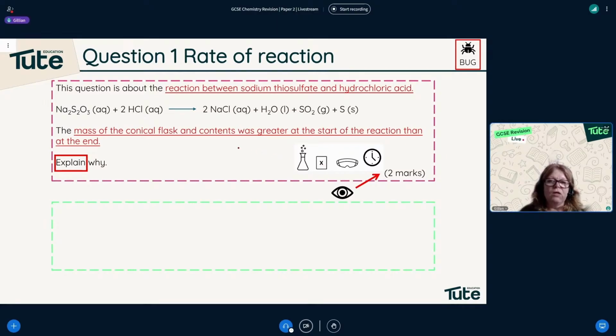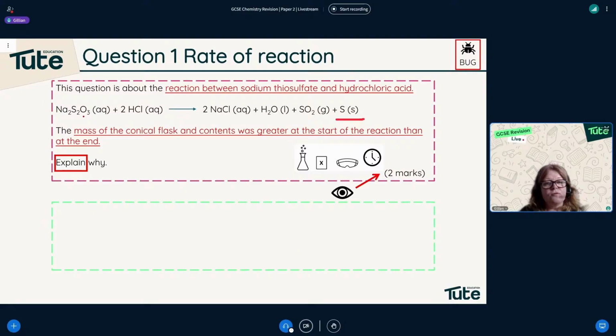So looking at our balanced symbol equation here, you can actually see that this solution will go cloudy. Why does it go cloudy? Because it forms sulfur, which is a solid. It forms what we call a precipitate. So a precipitate is an insoluble solid that is formed by a reaction.